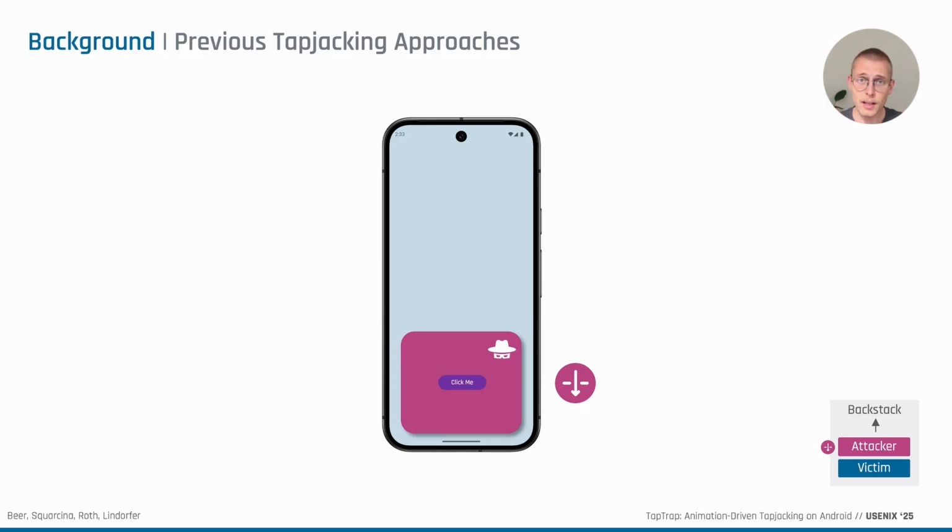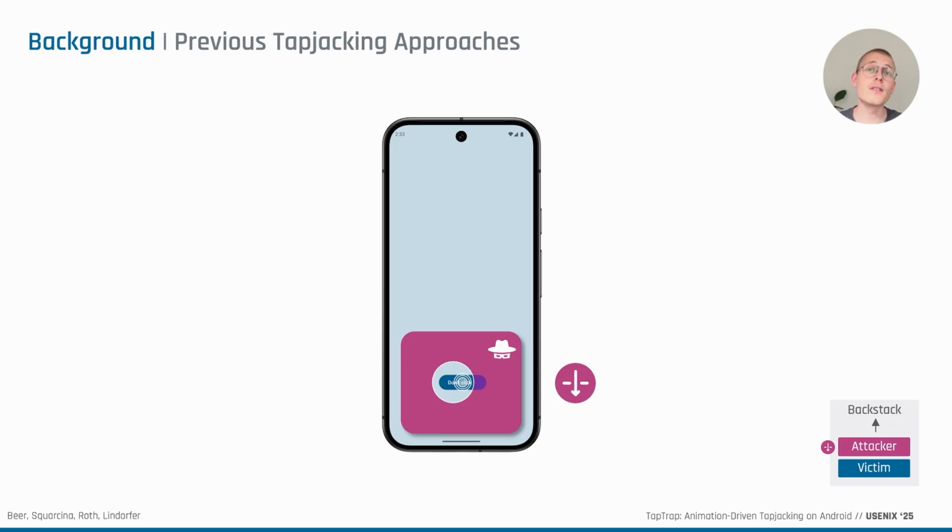The goal of the malicious app now is to lure the user into tapping on the position on the screen where the sensitive UI element is placed. For example, by showing a button such as this "Click me" button here. The user clicks the "Click me" button, the touch is passed to the underlying layer and reaches the "Don't click me" button, and therefore the tap is, so to say, hijacked.